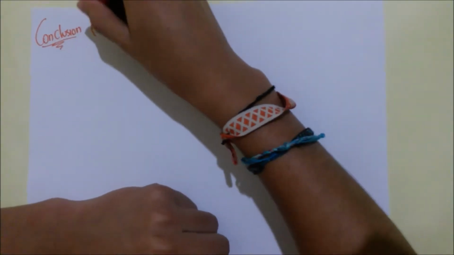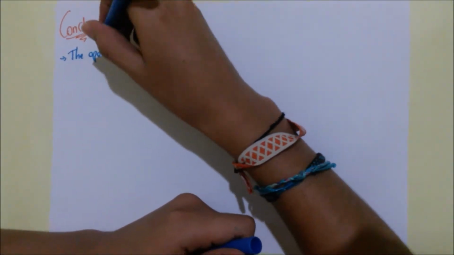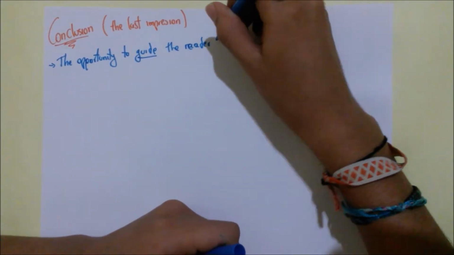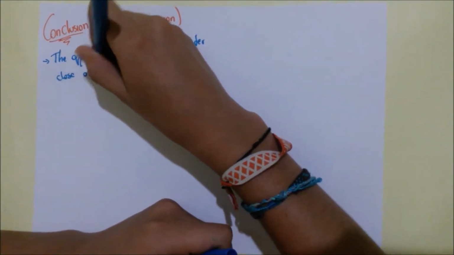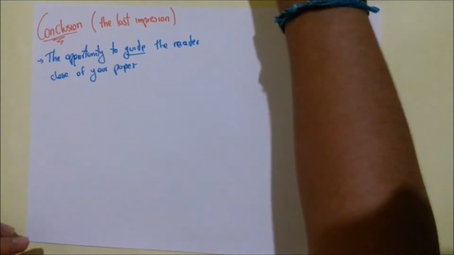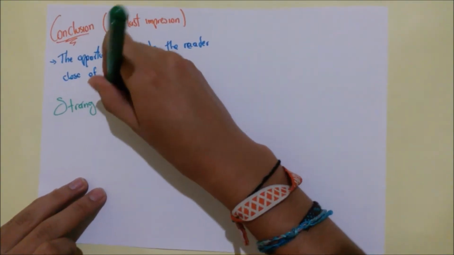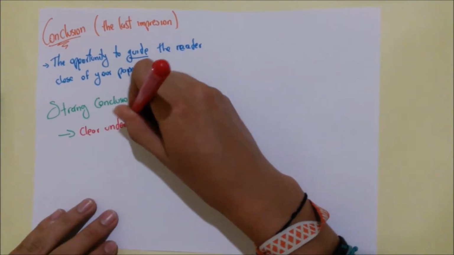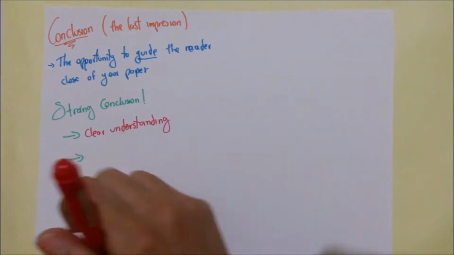Okay, in the second part we have the conclusion, and we know that it is the last impression of the paper. So we can see the conclusion as an opportunity to guide the reader to the close of the paper. With a strong conclusion, we can give the reader a clear understanding of the central point of the paper. Also, we can give an interesting closing thought.